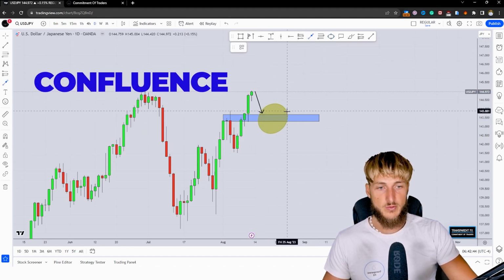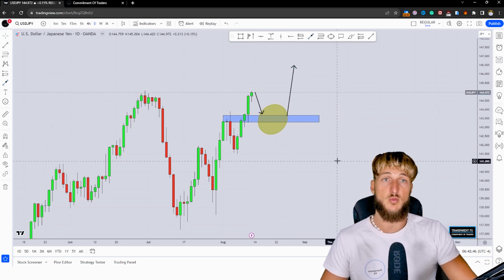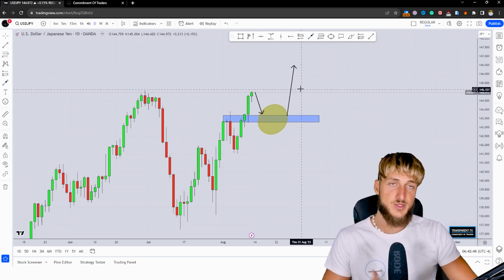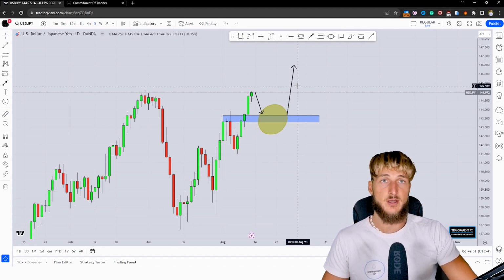So if the market will go and retrace to that zone, we could expect a potential move higher, breaking above the weekly resistance that we have identified at the beginning of the video.